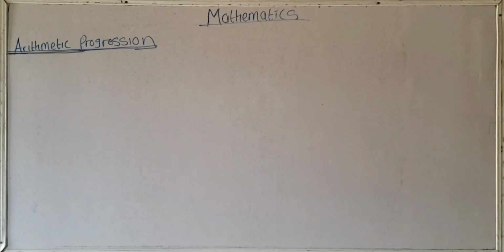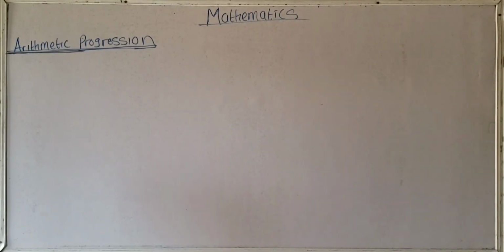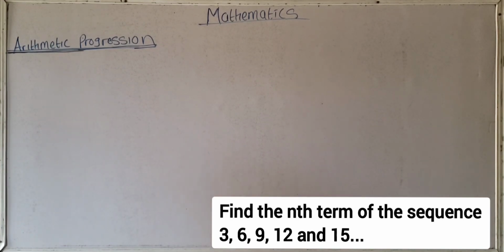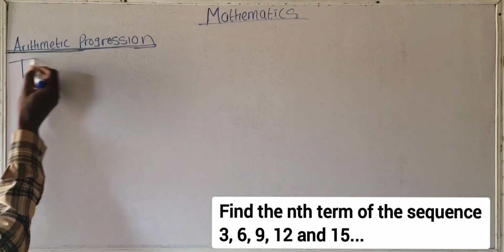In this class, we're going to go over questions on arithmetic progression. Let's start with the first question. We are asked to find the nth term of the sequence 3, 6, 9, 12, and 15. Remember that the nth term of an arithmetic sequence tells the order of that sequence. The general nth term of an arithmetic sequence is given by this formula, Tn.